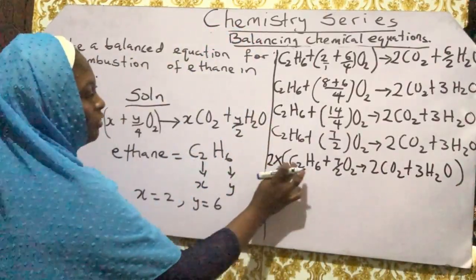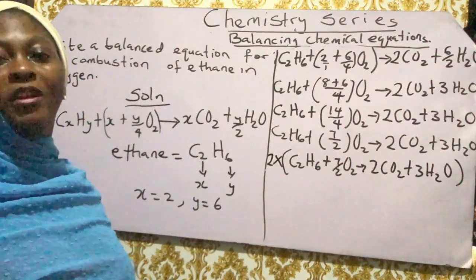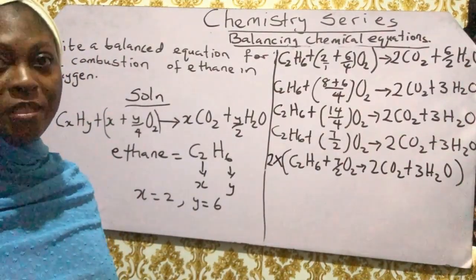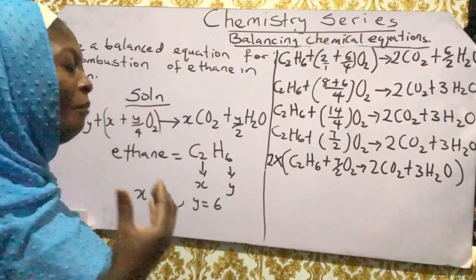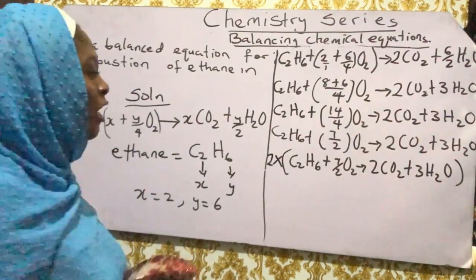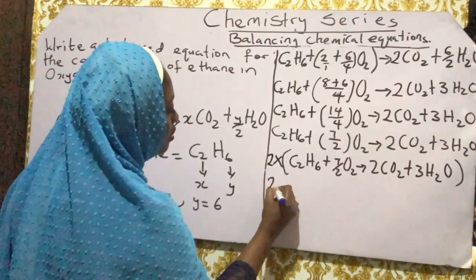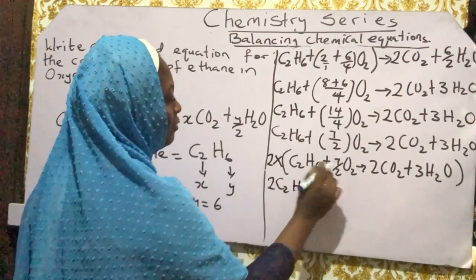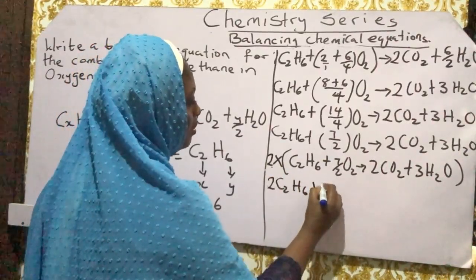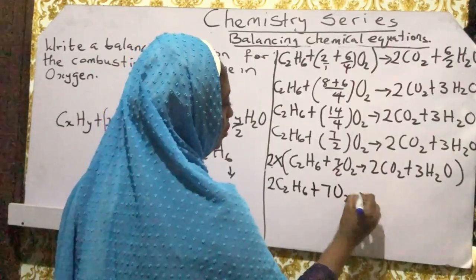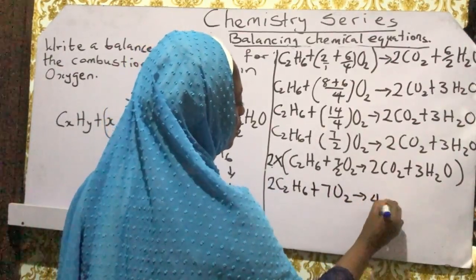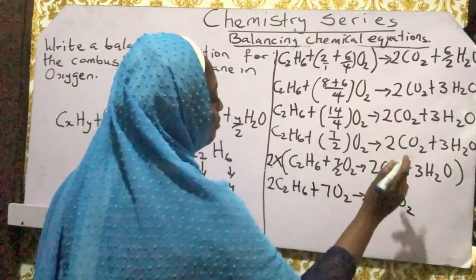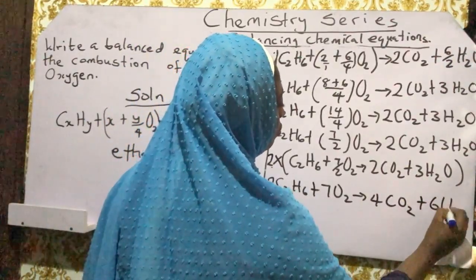So when we have 2 times this, remember in the last class we learned that you don't change the subscript, but you can change the coefficient. So this becomes 2C2H6. 2 times 7 over 2 gives 7 because the 2s cancel, plus 7O2 to give 2 times 2, 4CO2, 2 times 3, plus 6H2O.